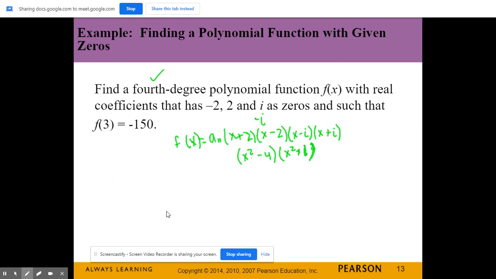Now I'm going to FOIL these together. So x squared times x squared is x to the 4th. X squared times 1 is x squared. -4 times x squared is -4x squared. -4 times 1 is -4. I can add those middle terms together and I get x to the 4th minus 3x squared, and then -4. So all of that is still getting multiplied by a sub n.